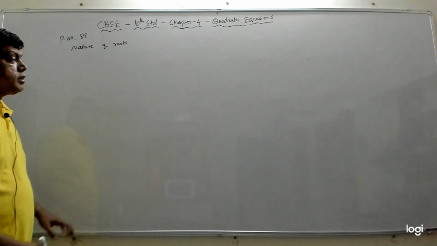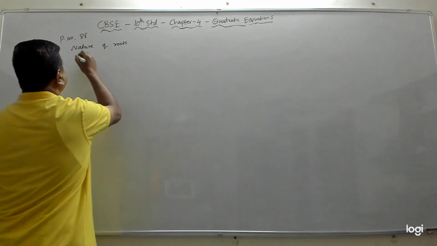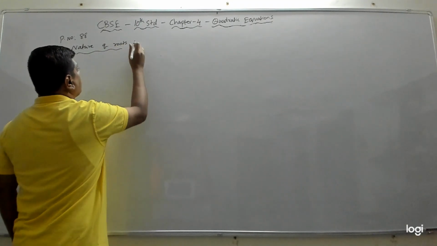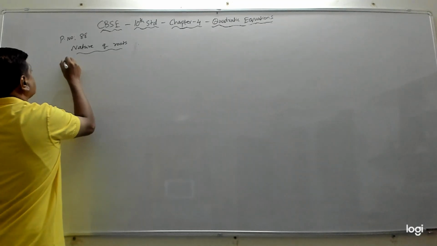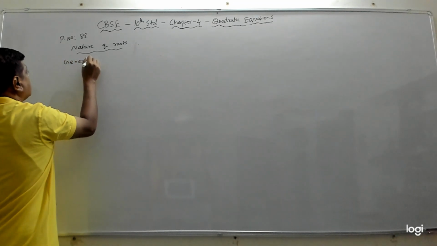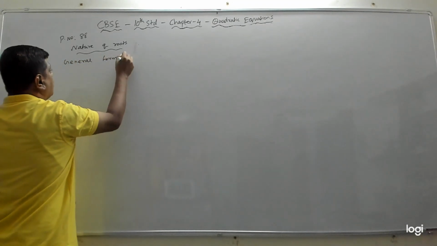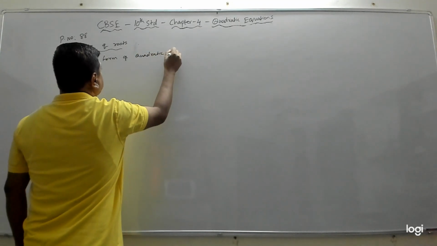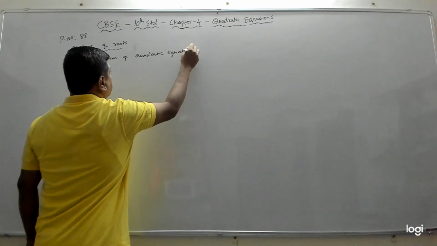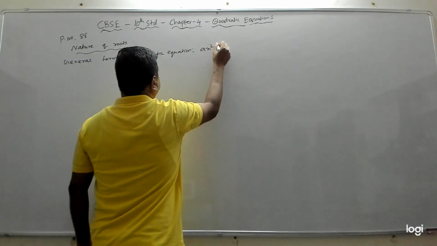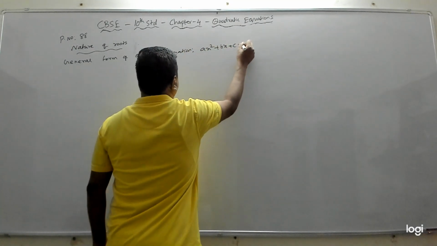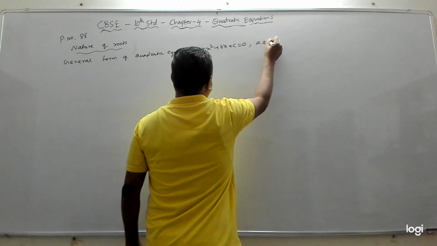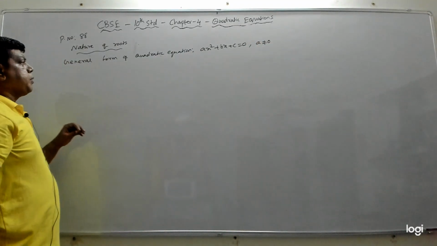So see, we know the general form of a quadratic equation. What is the general form? The general form of a quadratic equation is ax square plus bx plus c equal to 0, and a is not equal to 0. This is the general form of a quadratic equation.